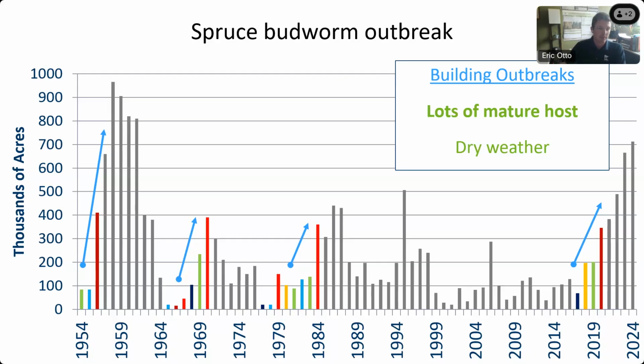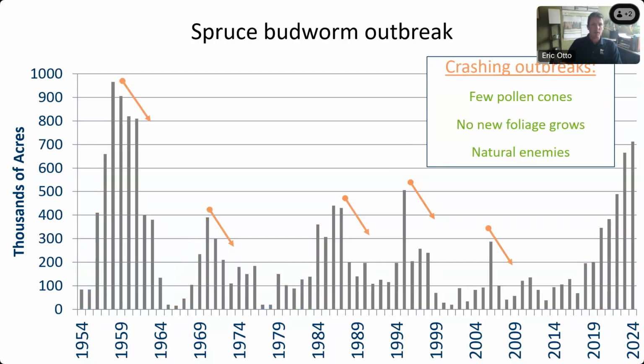So it more or less follows that pattern. Before an outbreak, you can have a significantly dry year where you're not getting a lot of precipitation, but you do have a mix of years with excess precipitation too. Generally, if you have, again, a lot of mature hosts, that's going to result in that outbreak starting to peak.